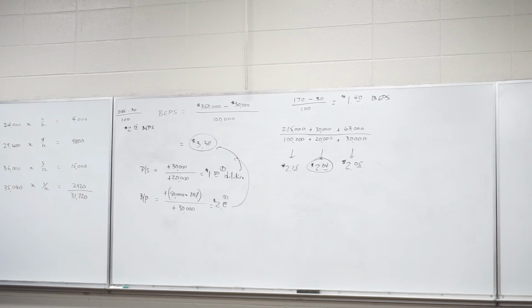Okay? Now look at number 16. Now this is going to blow your mind. Let's look at number 16. A firm has basic earnings per share of $1.29. If the tax rate is 30%, which of the following securities would be dilutive?